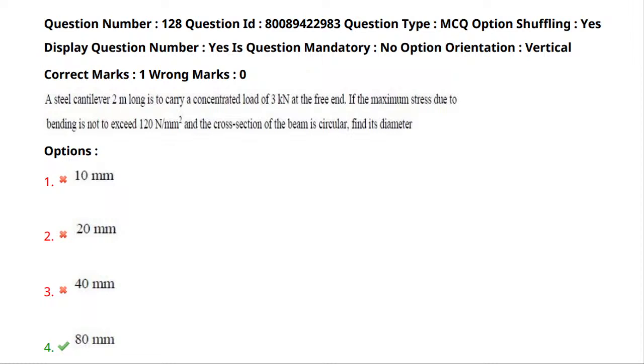So I'll give some more time to get the answer for this question. If you got the answer for this question, please put it in the chat. Got the answer, sir. Answer is also written here. That answer is option number 4. Come on, guys.